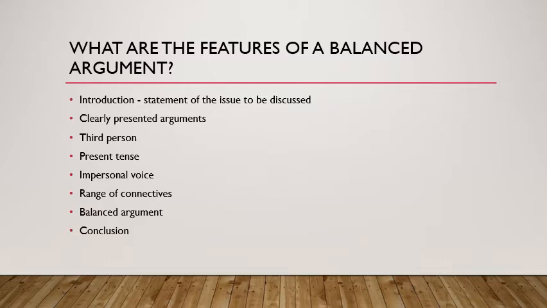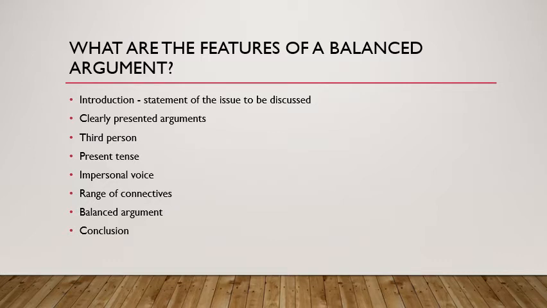Features of a balanced argument, hopefully you got some of these from the previous task, is an introduction which tells us the statement of the issue that's going to be discussed, a clear presentation of the various arguments. It's written in the third person, so it avoids the I statements. It's written in the present tense, it's happening now. It is written in impersonal voice, so it is matter of fact.